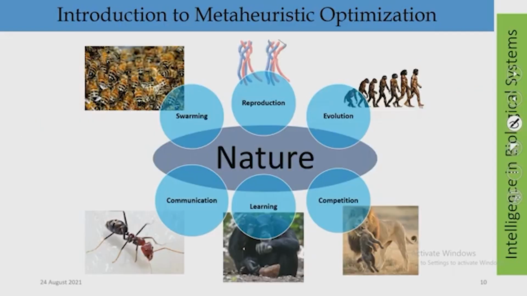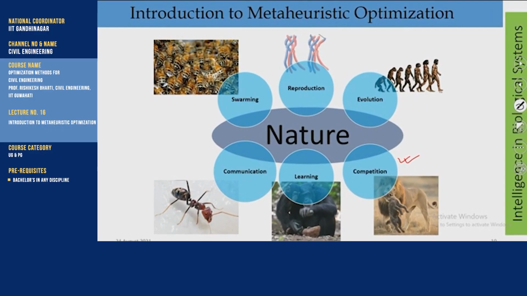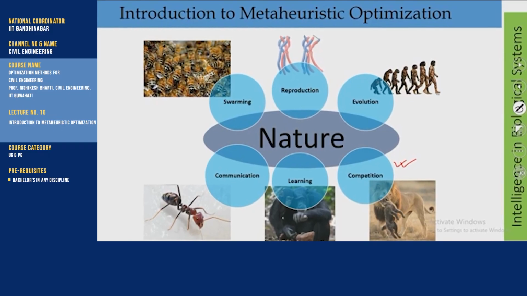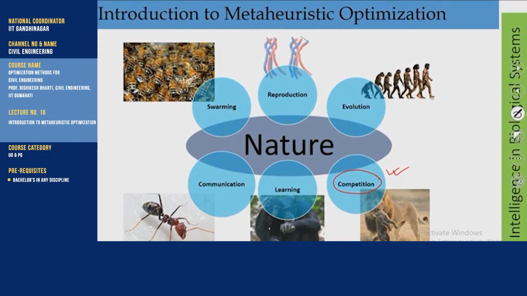So, let us look at metaheuristic optimization. Metaheuristic optimization methods are derived from different phenomena happening in nature. If you look at nature, there is intelligence in biological systems. Let us start with competition. What is happening in nature? There is a competition, or we can say a struggle for survival.